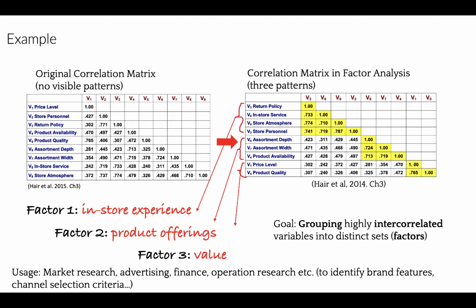This simple example of factor analysis demonstrates the basic goal of grouping highly intercorrelated variables into distinct sets of factors. Factor analysis is widely utilized in market research, advertising, psychology, finance, and operations research. For instance, market researchers may use factor analysis to identify price-sensitive customers or identify brand features that influence customer choice.